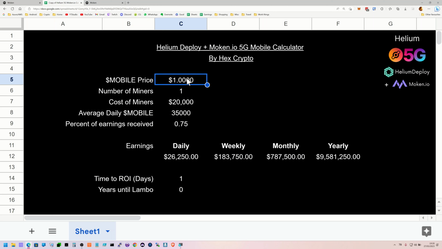Now, don't forget, the number of mobile tokens will come down over time as more and more miners get added on. But even if this went to, say, 10 cents, you're still making a stupid amount of money daily. I'm trying to make it more realistic if I can. Let's say 0.01 cents. Even at $262 a day, that is just ridiculous. You'd ROI in 76 days and you'd get your Lamborghini in just a couple of years. So yeah, have a play around with this. I'll put this in the description as well.